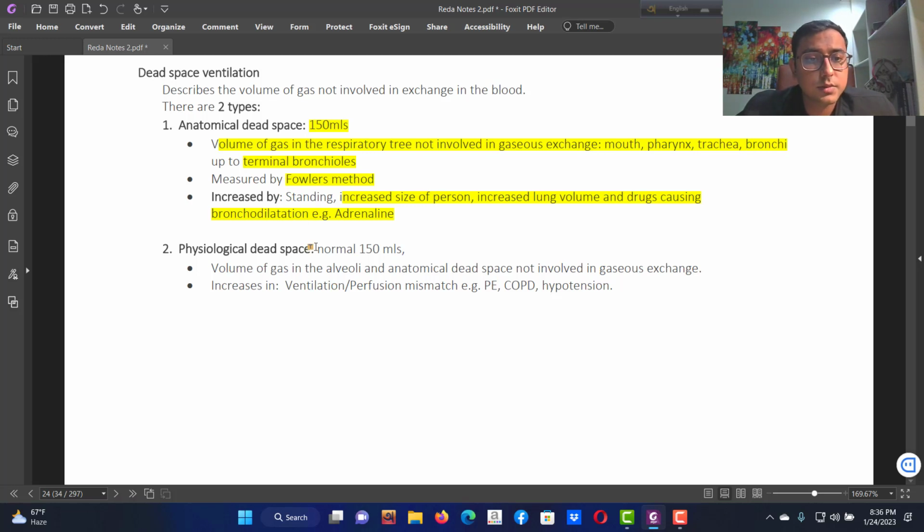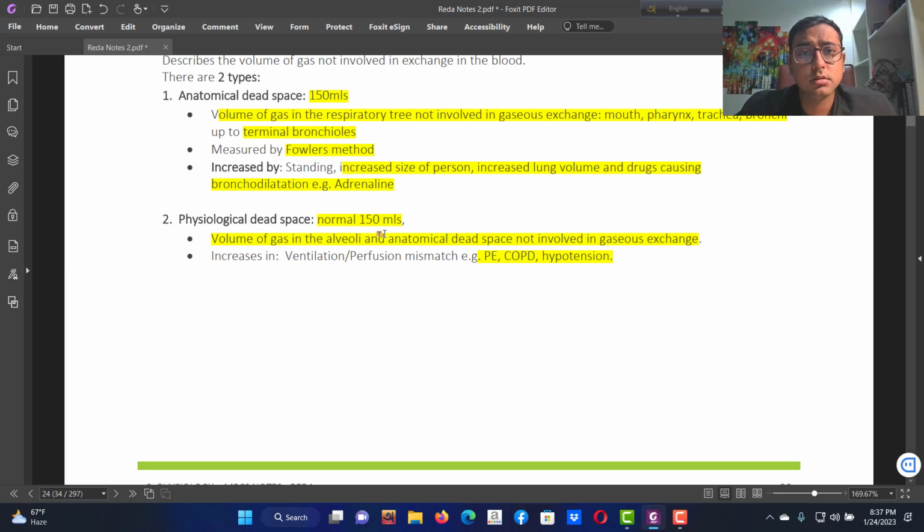And the physiological dead space is normally 150 mL, and is the volume of gas in the alveoli plus anatomical dead space not involved in gaseous exchange. Like pulmonary embolism, COPD, and hypotension. In COPD, this is physiological dead space because the lung is damaged, so the area of ventilation will be less. That is all about the physiological dead space. Because physiological dead space is sometimes pathological, like PE, pulmonary embolism, or COPD or hypotension, there is a pressure related problem and also disease of the alveoli, so the surface area is reduced and the physiological dead space is also increased.